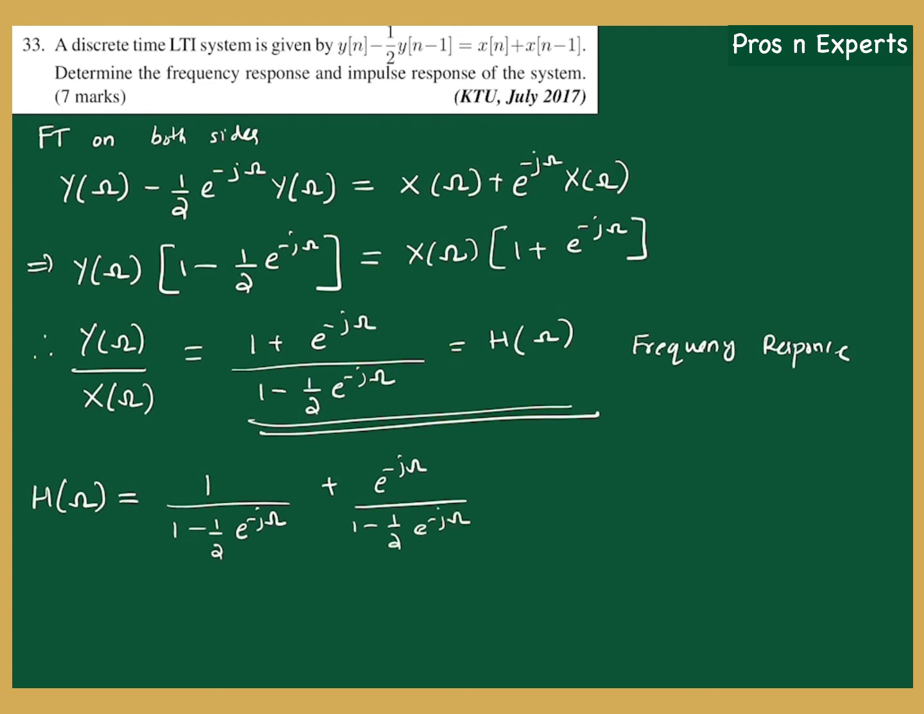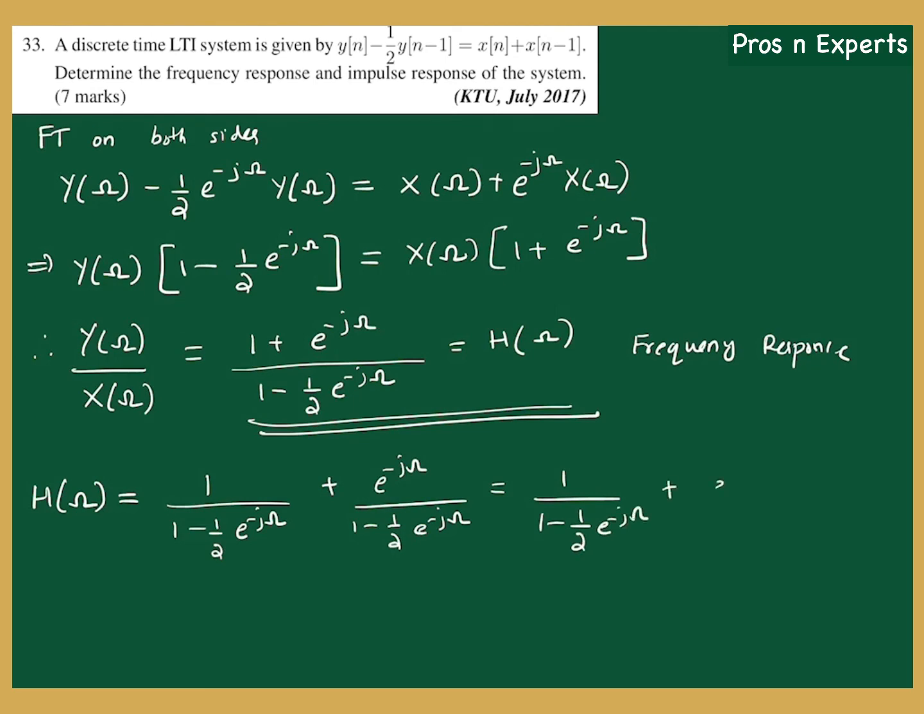I've split this fraction into 2, right? So now, fortunately the first term is in the form of a standard DTFT, and what about the second term? It is also in the form of a standard transform. Why? Because I can write it as 1 by 1 minus half e raised to minus j omega for the first term. We don't have any confusion about that.